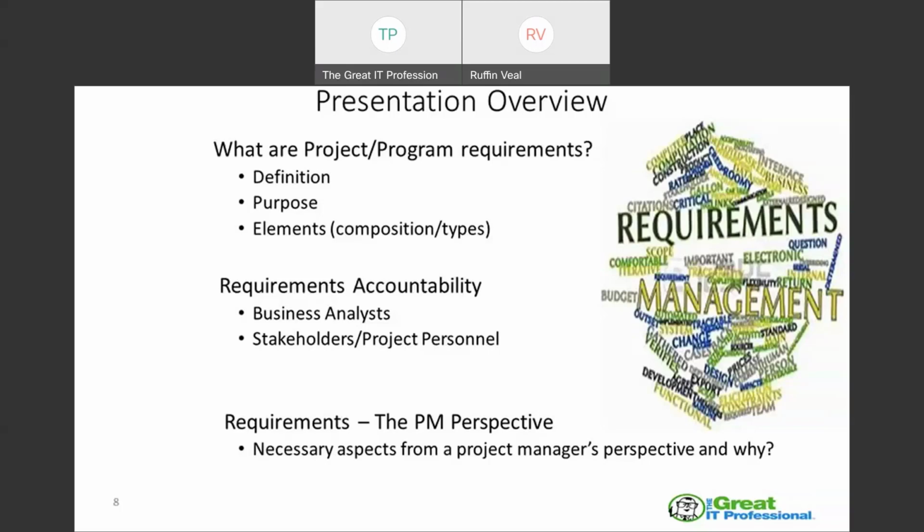We all know that this is a business analyst function, but it's not just a business analyst function, and that's something that we as project management professionals should understand. There are other people involved in gathering those requirements. There are other accountabilities, and we're going to talk about those. Then we're going to talk about requirements from a project management perspective. We as project management professionals, those of us who are project managers, have a unique perspective on requirements. There are certain things that we want to look for, certain things that are important to us at the project management level, and we're going to talk about what those things are.